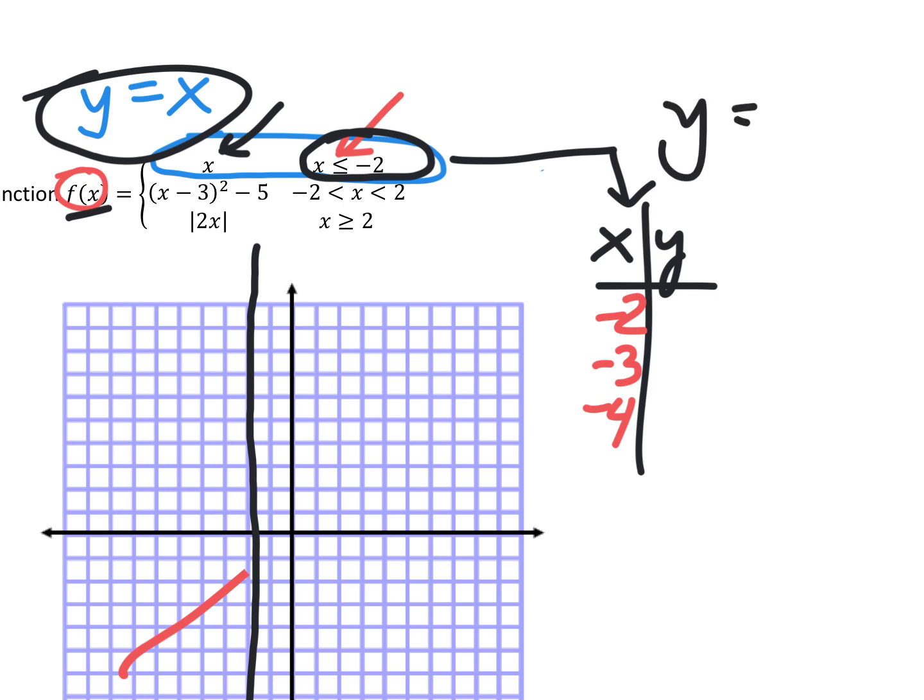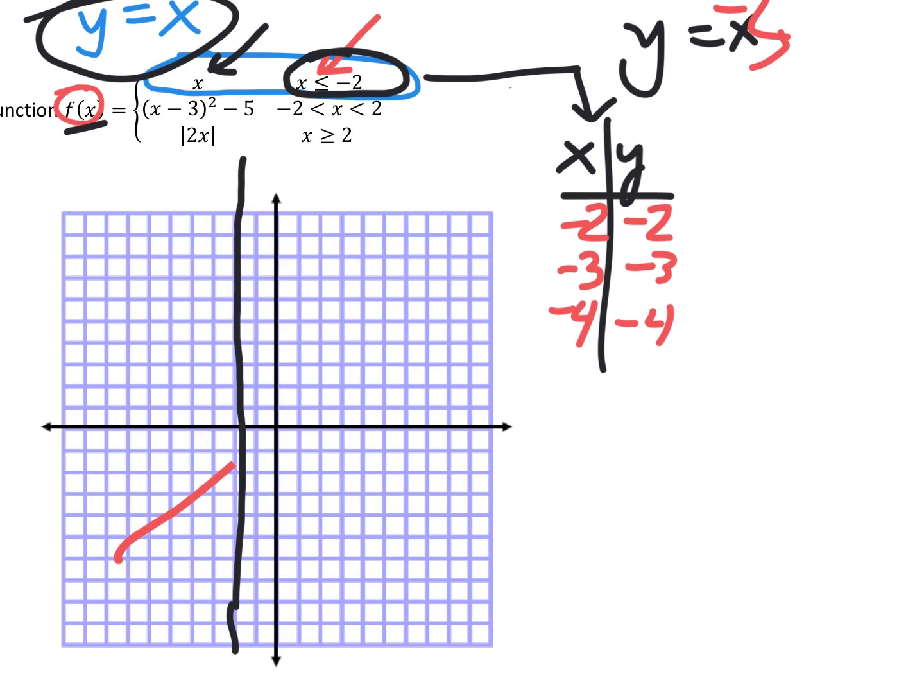So if I take y equals x and I stick in a -2, it must be -2. And -3, you'll catch on to the pattern pretty quick, must be -3, -4 must be -4. And now I graph and actually make sure those points are right. Now my line was just kind of slapped in there, but it was close. -2, -2 is right there. -3 is right there. -4 is right there. All right.